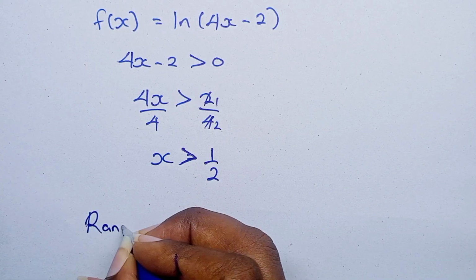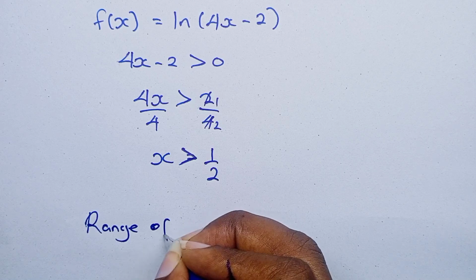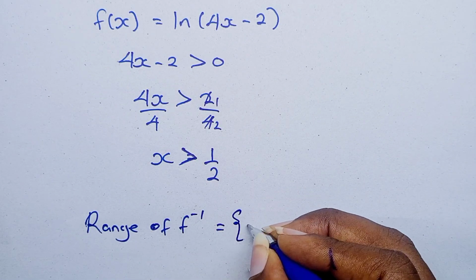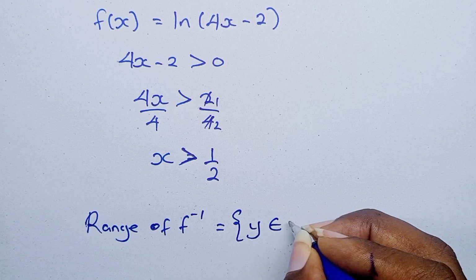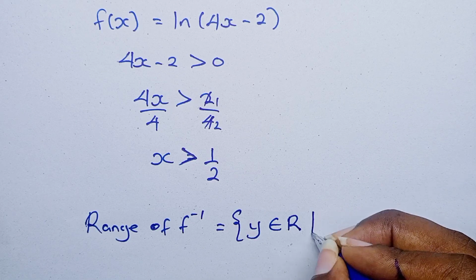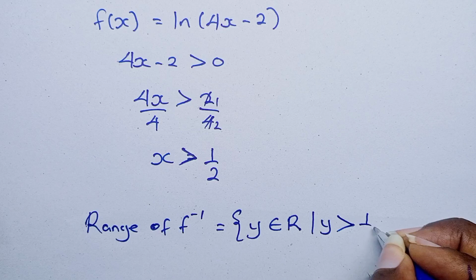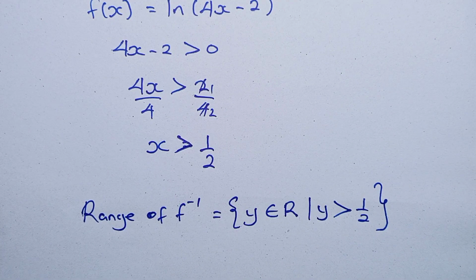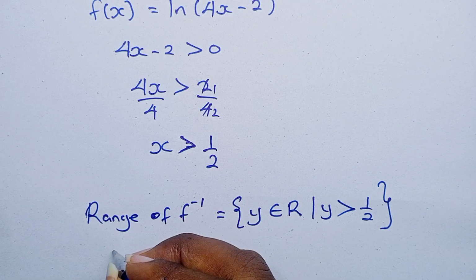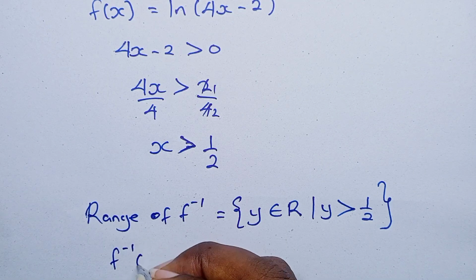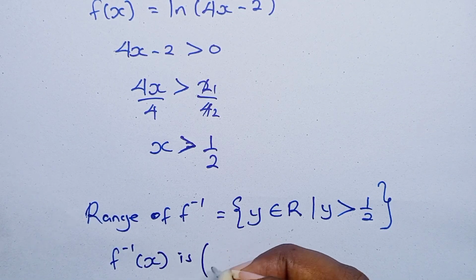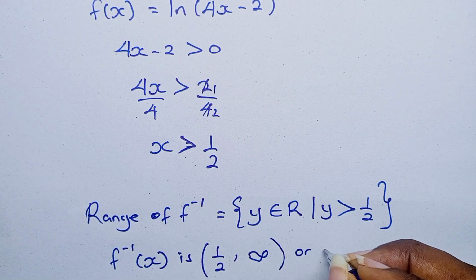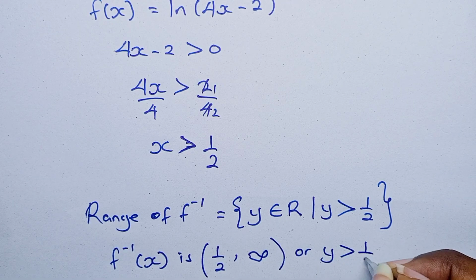Therefore, the range of the inverse function will be, remember y is a real number and y is greater than a half. So this is the range. So the range of f inverse of x is from a half to infinity, or we can say y is greater than a half.